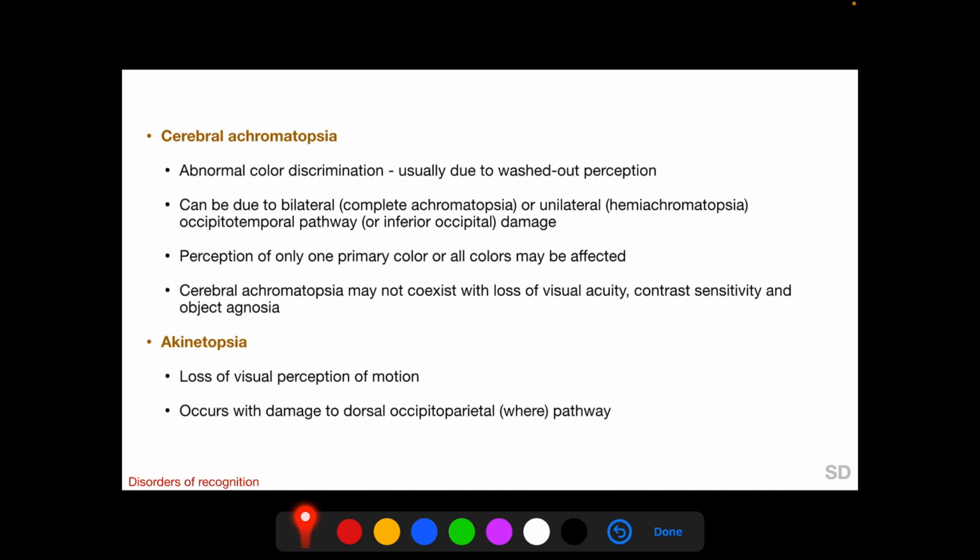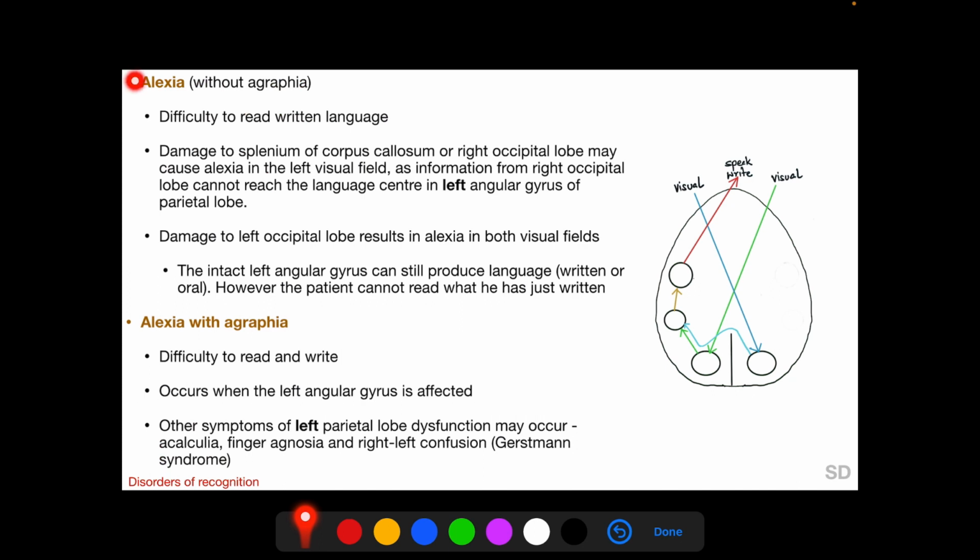Akinetopsia is an abnormality of visual perception of motion, and it occurs with damage to the dorsal occipitoparietal pathway or the where pathway. Alexia is a difficulty to read written language, and it may be associated with agraphia, that is a difficulty to write, or it may occur without agraphia. So damage to the splenium of the corpus callosum or the right occipital lobe cause alexia in the left visual field, because the pathway from the right occipital lobe to the language center passes through the splenium.